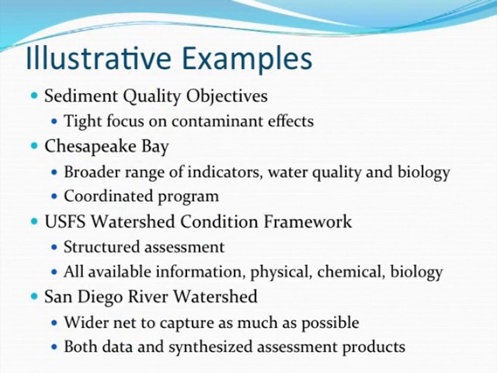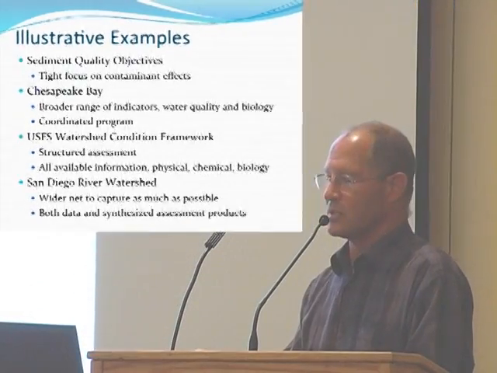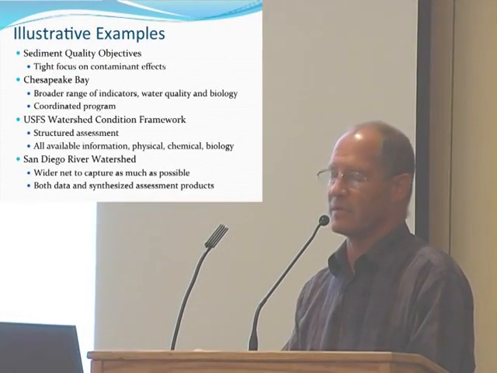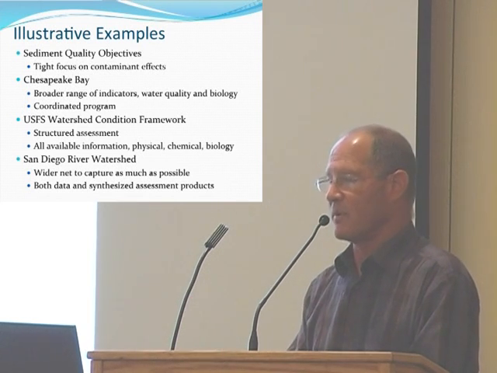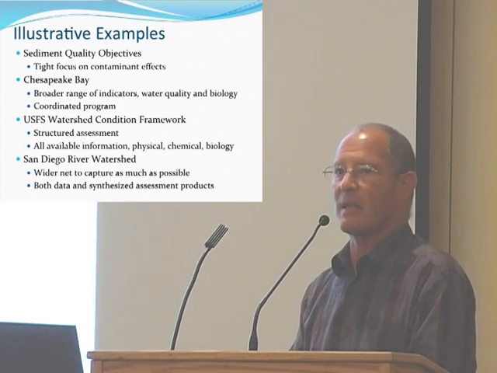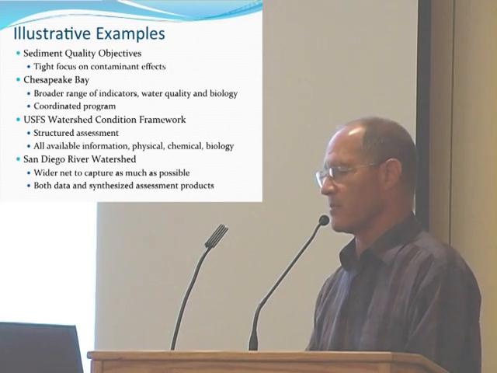So as I mentioned, we'll look very quickly at 4 illustrative examples. Each of them has some slightly different characteristics that make them unique. You'll see that a couple of them, the U.S. Forest Service and the Chesapeake Bay, actually have a very similar structure. And then we'll end up with the San Diego River watershed one, and then Chad Laughlin's going to talk about that in more detail later in this session.